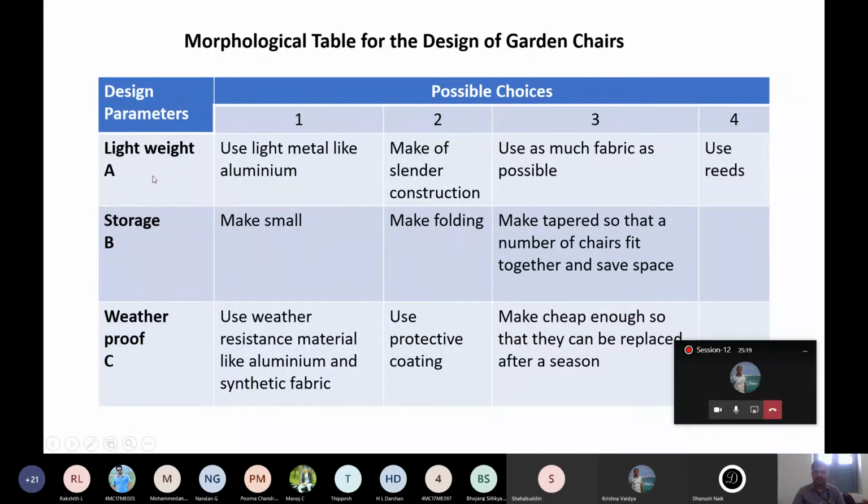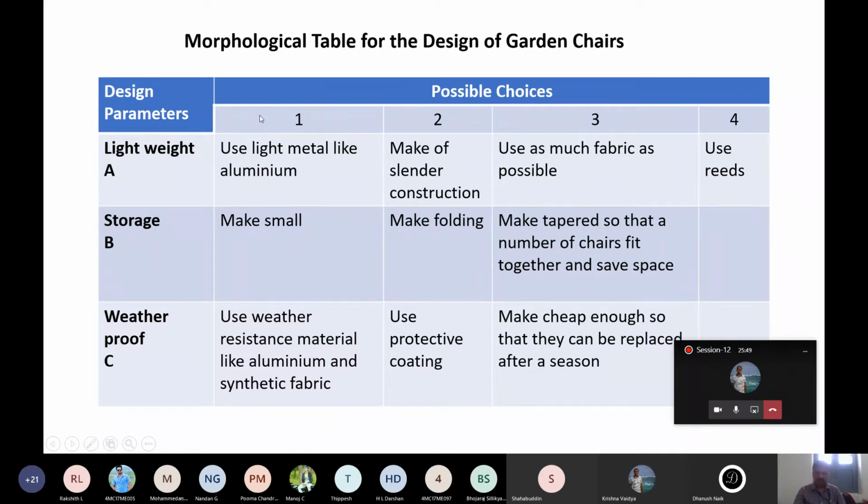So here you can see this design problem is not divided based on the components in the product. It is based on some of the design considerations. Whereas in the case of the kerosene stove, we considered the components of the stove as design parameters. For this example, we are considering design considerations like lightweight, storage, and weatherproof.